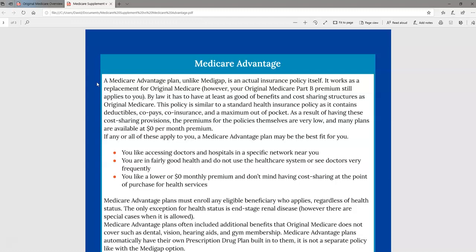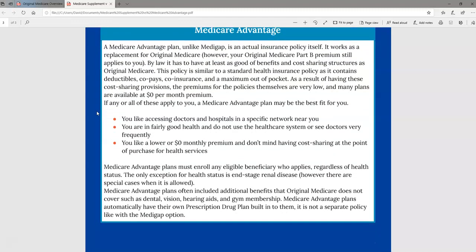By law, a Medicare Advantage plan has to have at least as good of benefits and cost sharing structures as original Medicare. This policy is similar to a standard health insurance policy, as it contains deductibles, copays, coinsurance, and a maximum out-of-pocket. As a result of having these cost-sharing provisions, the premiums themselves are often very low, and many plans are available even at $0 per month in premium.